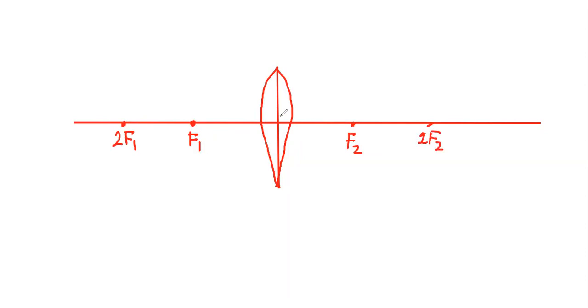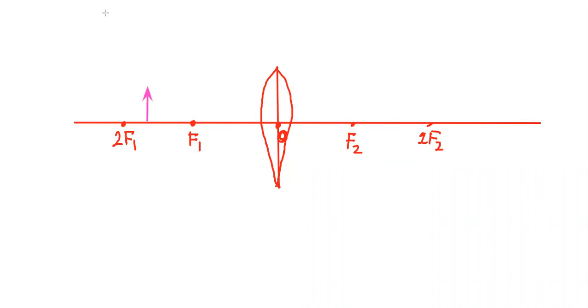Now, this is the optical center of the lens. Let us consider the diagram over here, and let me consider an object placed between F1 and 2F1. I consider a very small object like this. Let us consider AB to be the object.